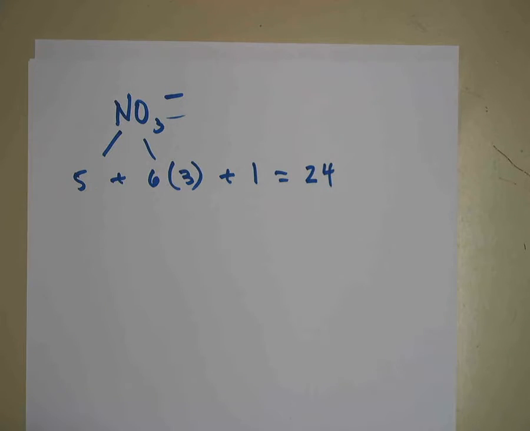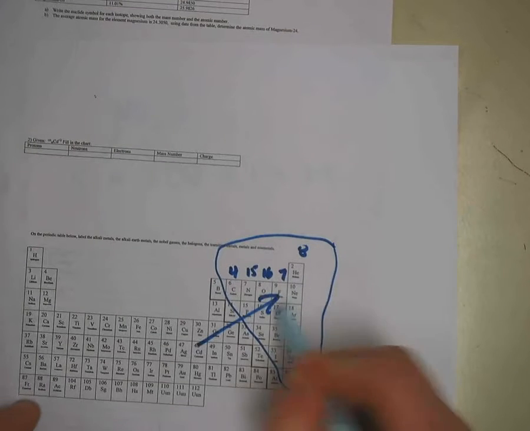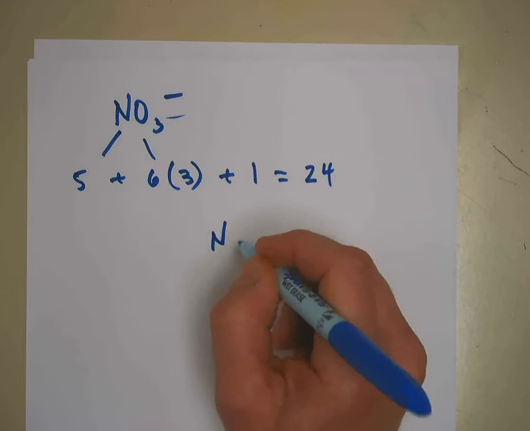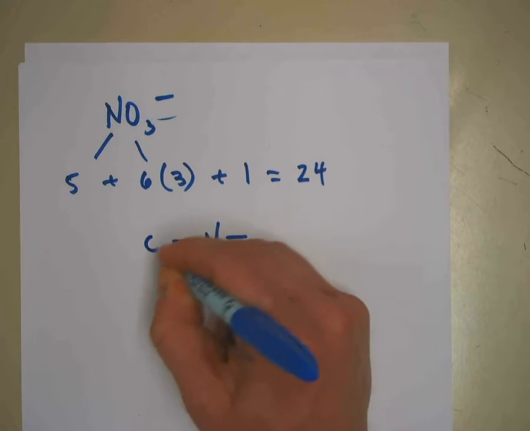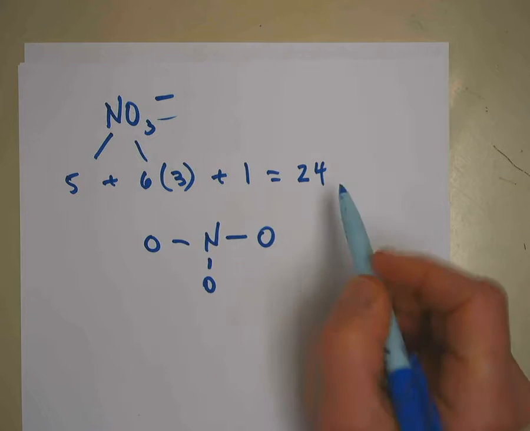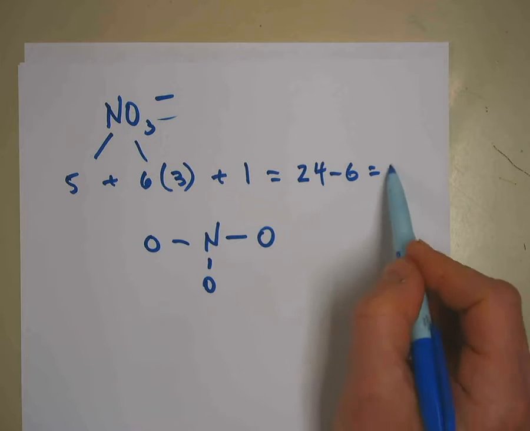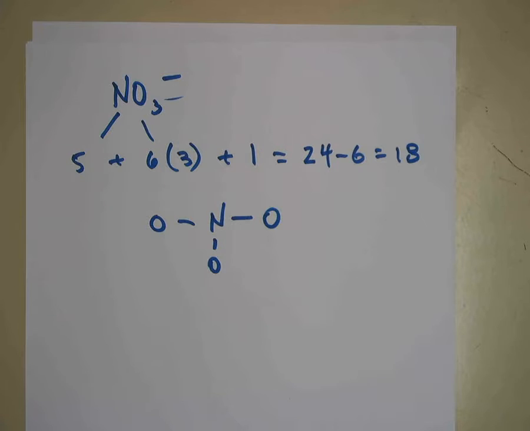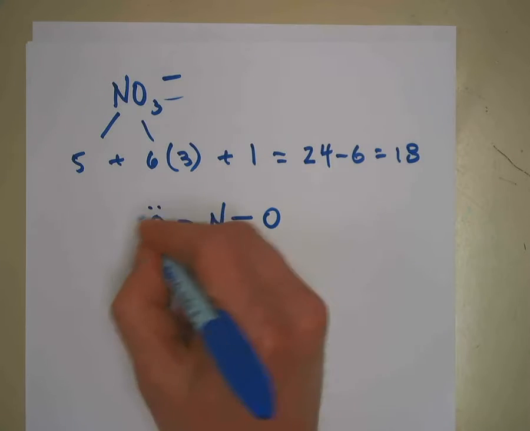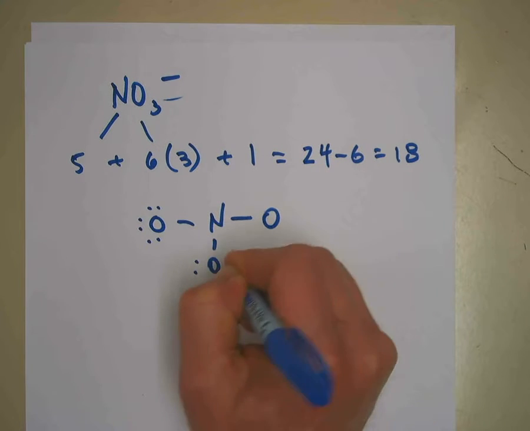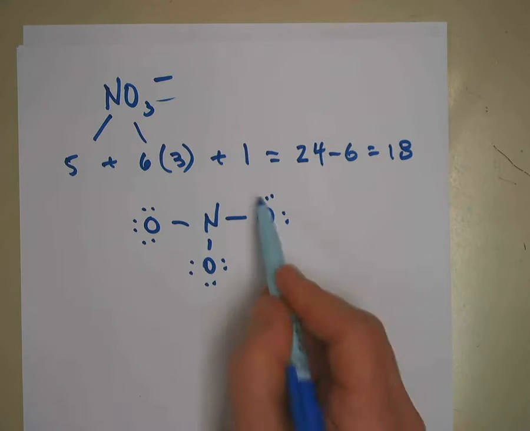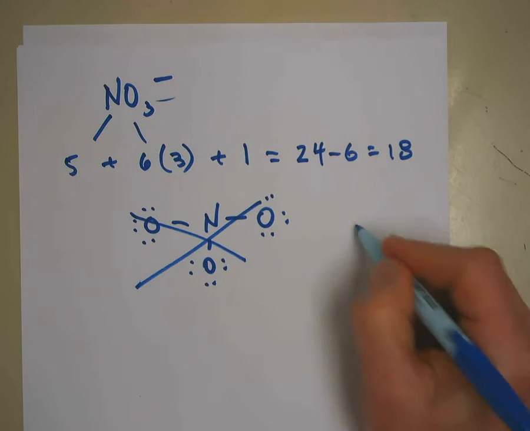Take the least electronegative atom and stick it in the middle. Remember, electronegativity increases up and to the right. So between nitrogen and oxygen, I choose nitrogen and stick it in the middle. Bond everything else around it. That uses up 2, 4, 6 electrons. 24 minus 6 leaves me with 18 valence electrons. Now, if I try to put my electrons around it, it's not going to work. 2, 4, 6, 8, 10, 12, 14, 16, 18. Nitrogen is electron deficient, so that's not going to work. So try a double bond.